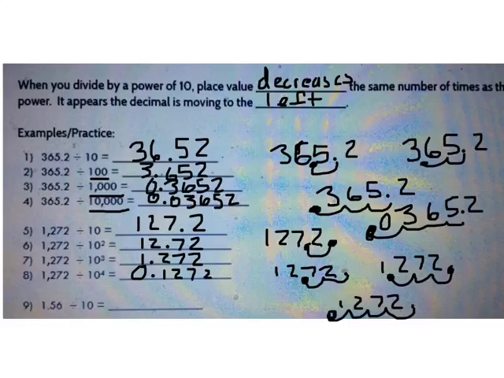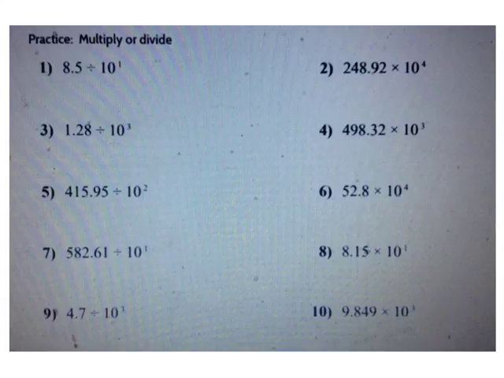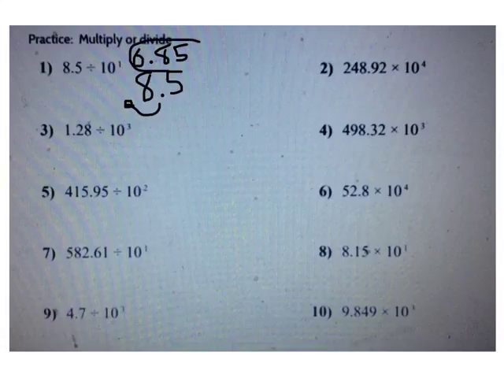Now you try number 9. What's 1 and 56 hundredths divided by 10? Well, it appears place value is decreasing once. So the answer is 156 thousandths. Now let's try some practice problems. Number 1, 8 and 5 tenths divided by 10 to the first. Will the decimal move left or right? The decimal will move to the left. How many times? One time. So, my final answer is 0 and 85 hundredths.